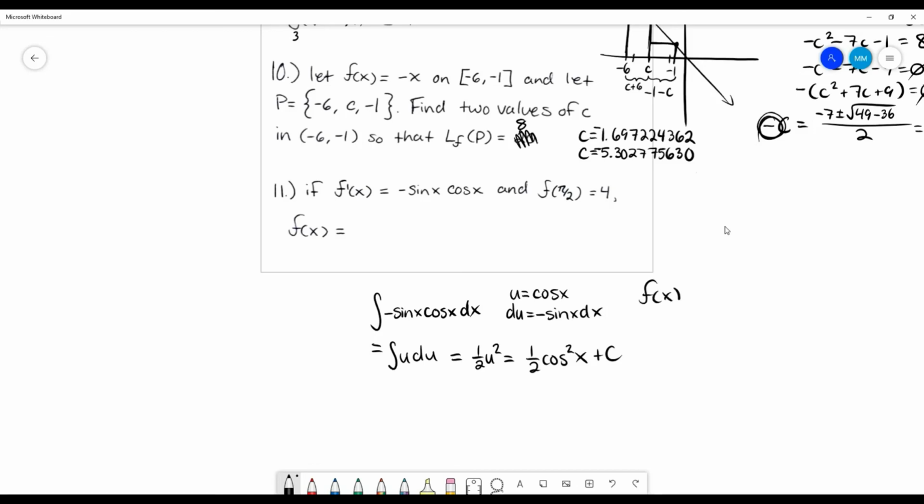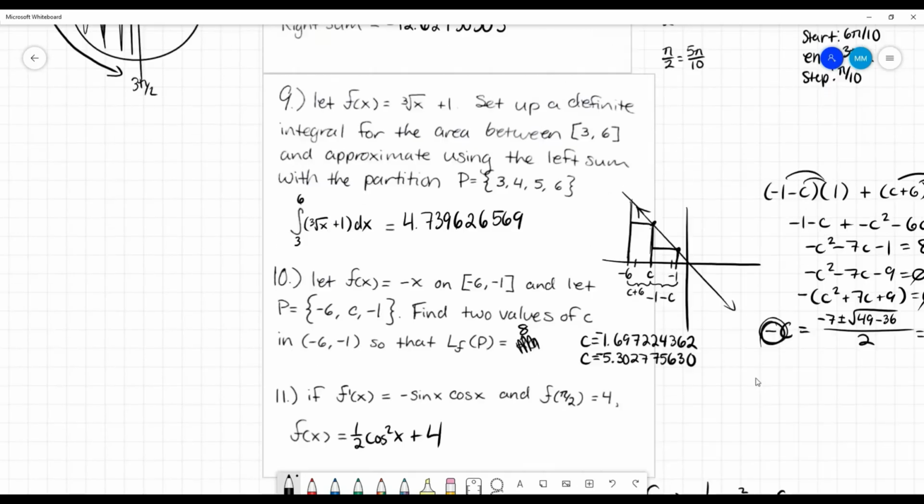So what we just found is that f of x equals this. But we also know that if I plug in pi over 2, my function equals 4. So this, and cosine of pi over 2 is 0. 0 squared is 0. 0 times 1/2 is 0. So that gets to be 0 plus c equals 4, or just c equals 4. So our function is going to be 1/2 cosine squared of x plus 4. And that's it.